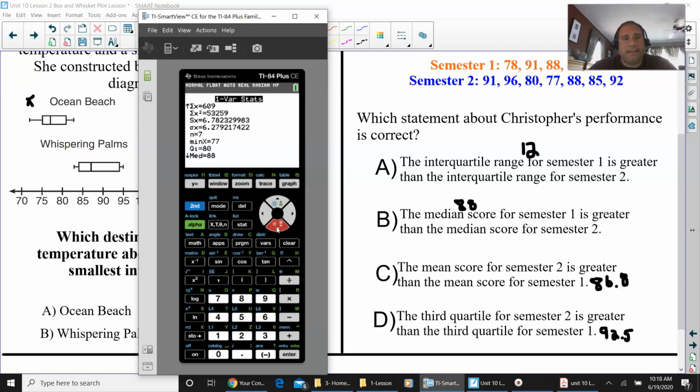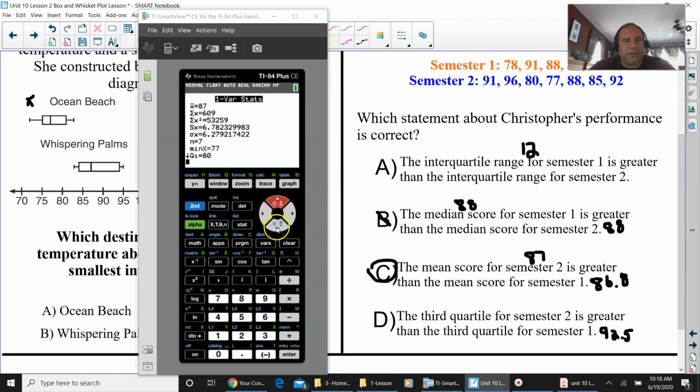So the median of semester 2 is 88. And I can see it on my calculator. Guess what? It is not greater. The median score for semester 1 is not greater than the median score for semester 2, so that's out. The mean score for semester 2 is greater. Let's go back up and look at that mean. It's all the way up on top. It is 87. That is the answer. The mean score for semester 2 is greater than the mean score for semester 1.